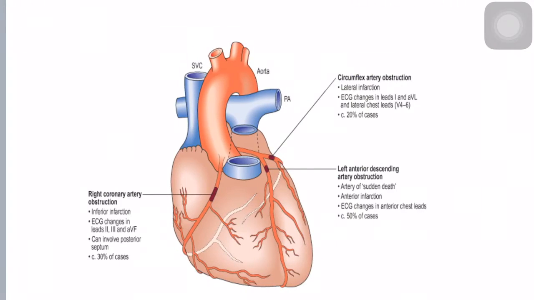This is a picture which will show you the right and left coronary artery arising from arch of aorta, and left coronary artery will again get divided into left anterior descending and left circumflex artery.